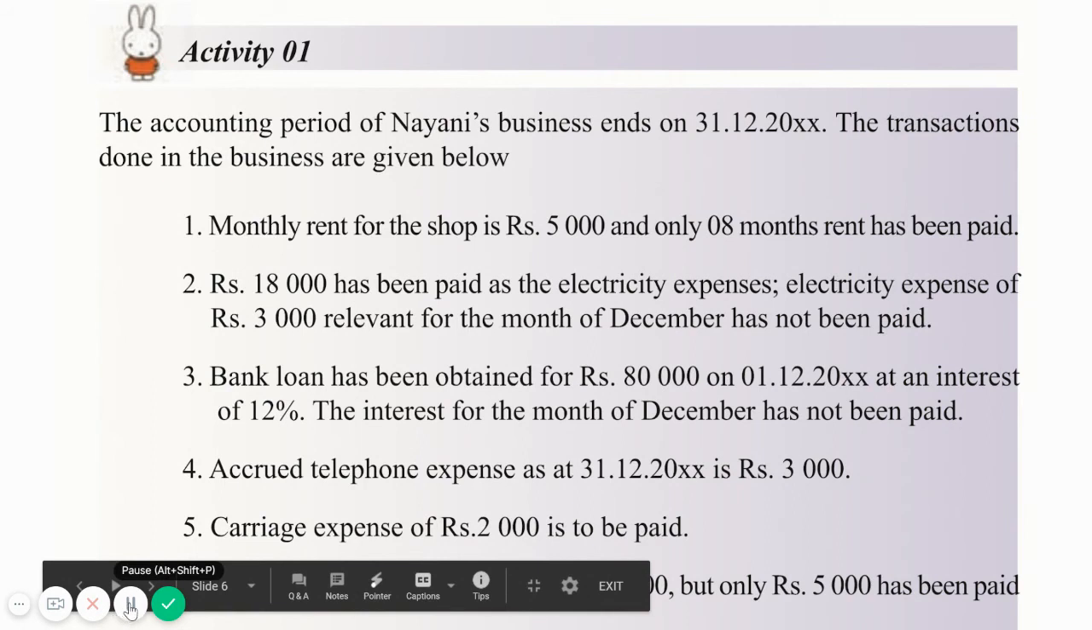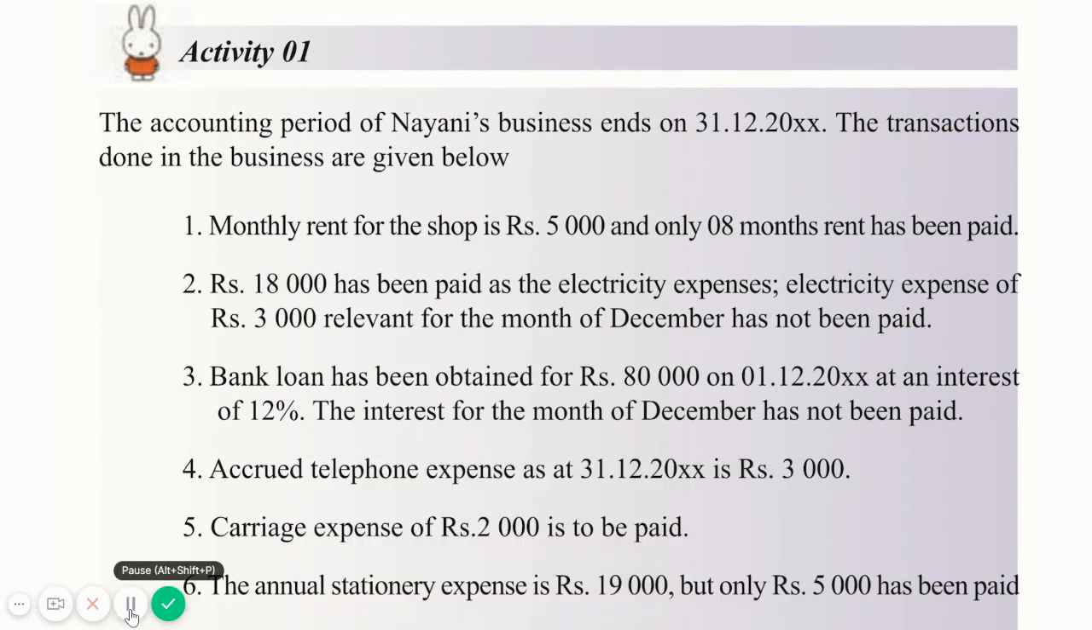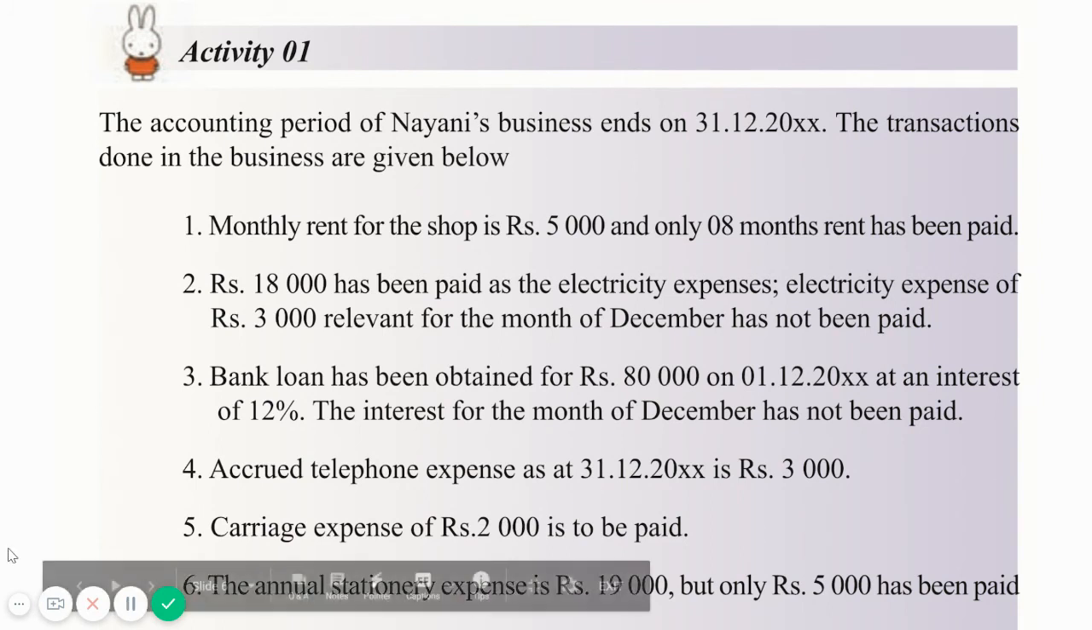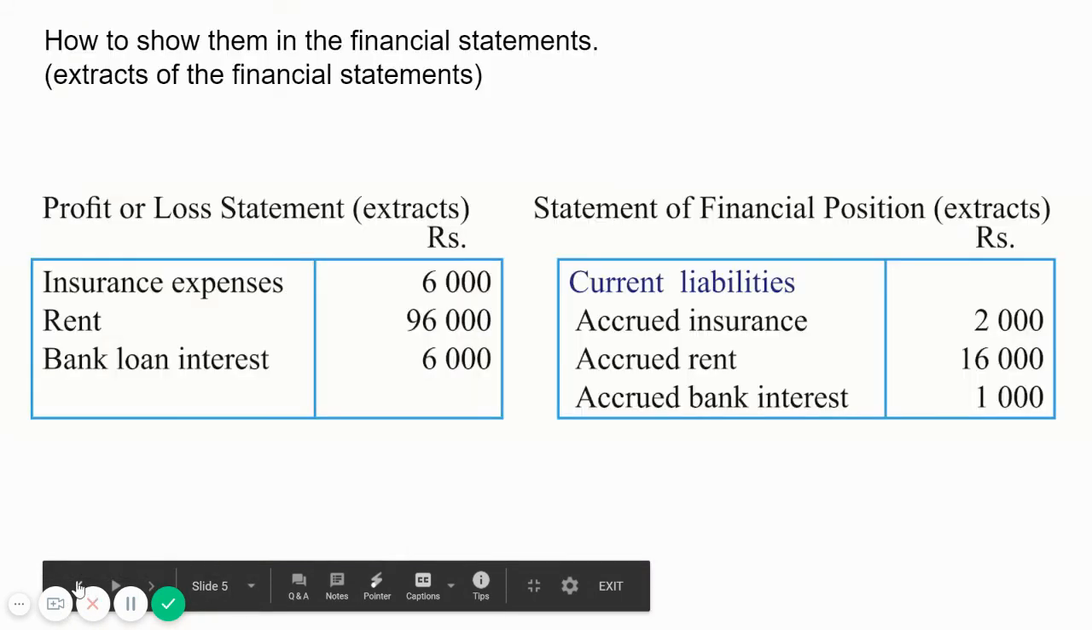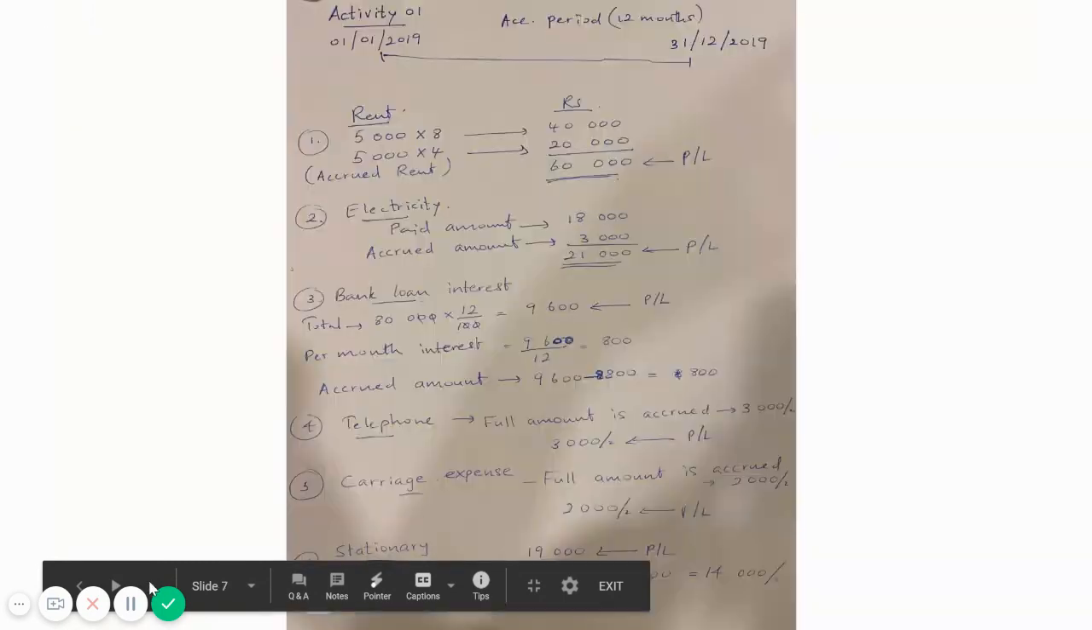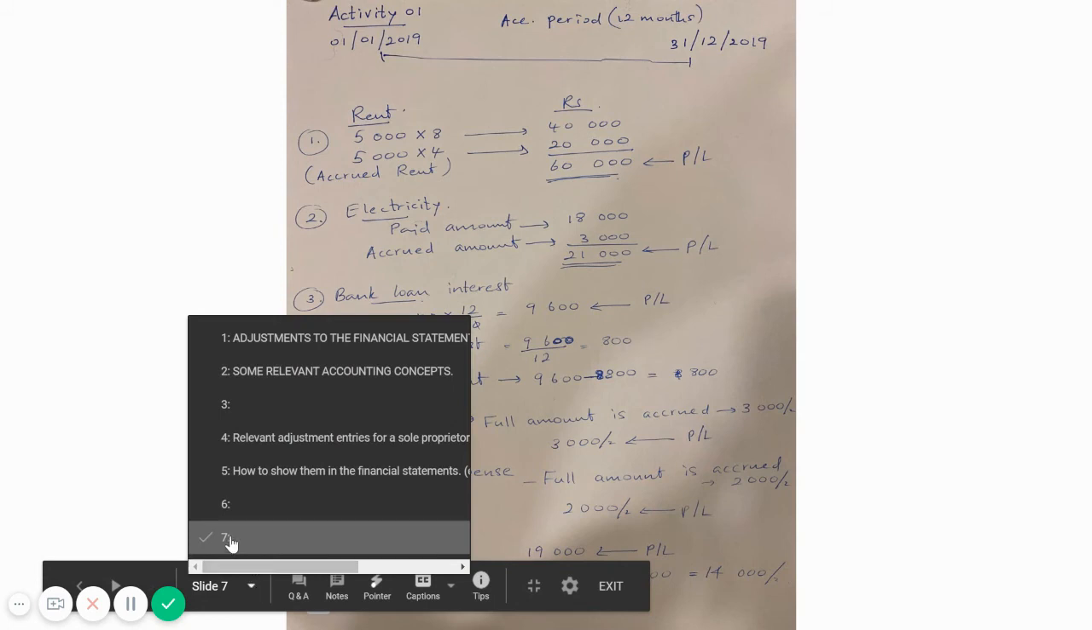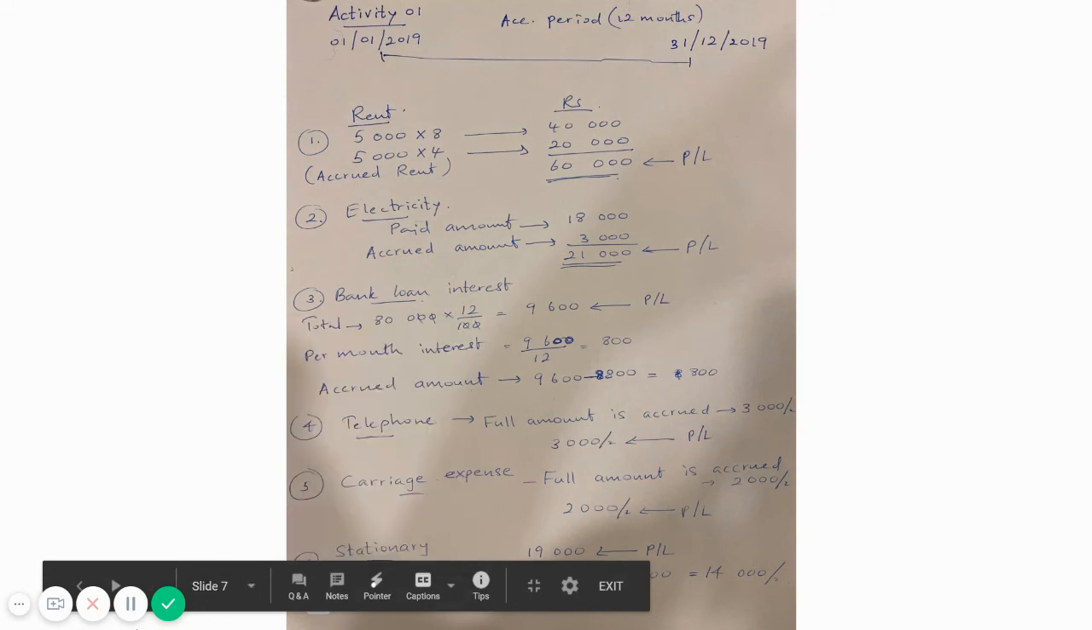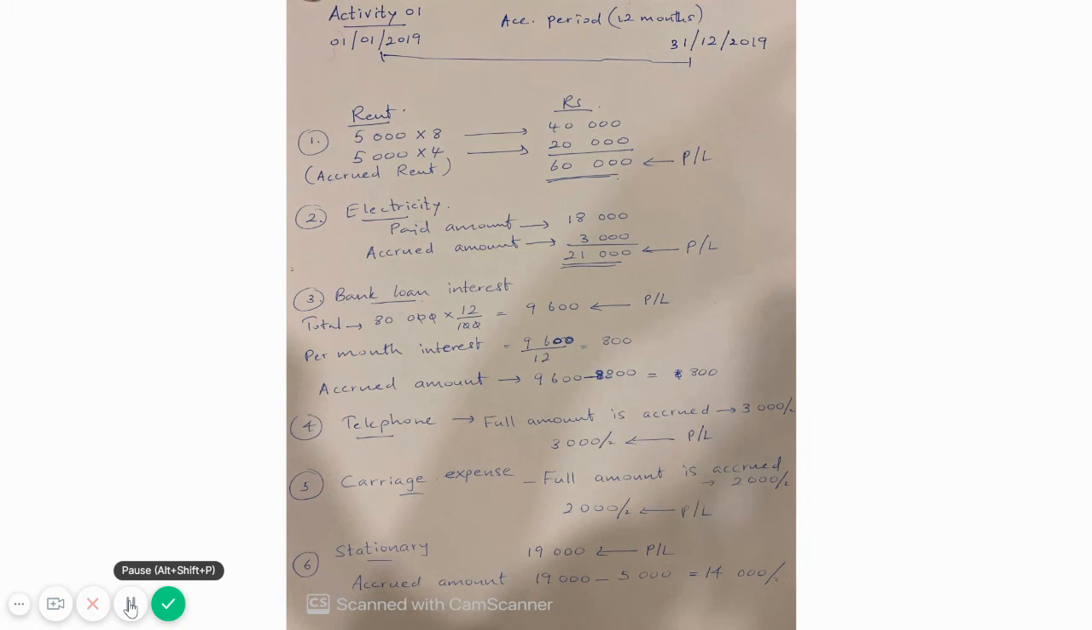18,000. Now, in the next slide, this is the adjustment of rent.